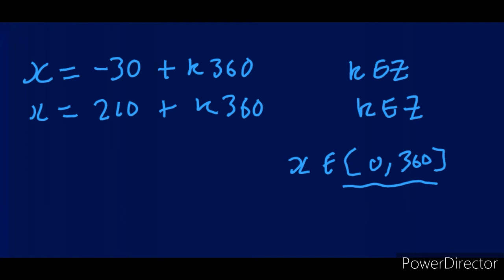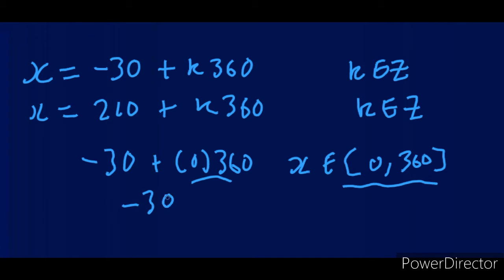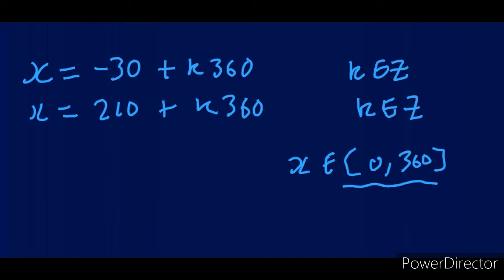For instance, in this case, we'll start by substituting 0 in the first equation. If we substitute 0, we're going to end up having minus 30 plus 0 times 360. It's obvious that the 0 makes the 360 disappear, and our answer will be negative 30. So let's find out, is negative 30 within the restriction? Well, it's not within the restriction. It's lower than 0. They said it must be from 0 to 360, so we're not going to write it down.